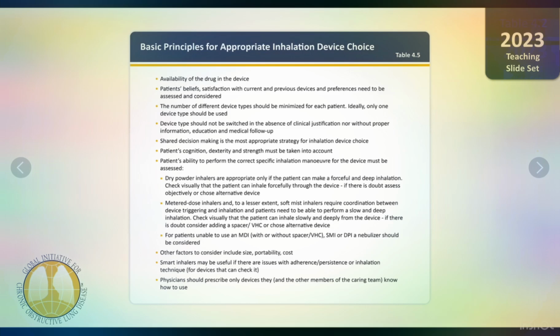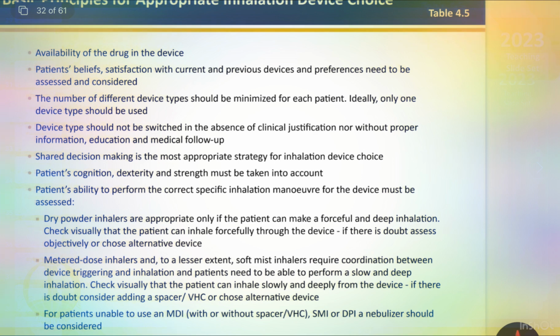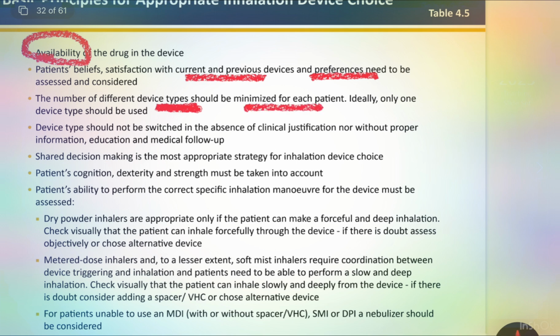After that, what are the basic principles for appropriate inhalation device choice? So yeah, they are telling the availability of the drug. There is one factor, the availability of the drug in the device, which drug is available. Then the patient's belief, satisfaction with current and previous device, and preference need to be assessed and considered. The number of different device types should be minimized for each patient, and ideally only one device. Finally, we should choose one device for a particular patient.